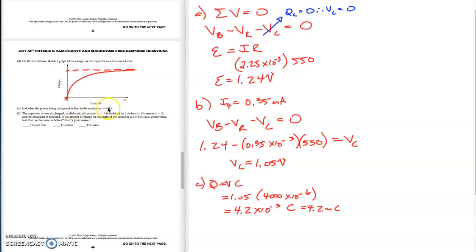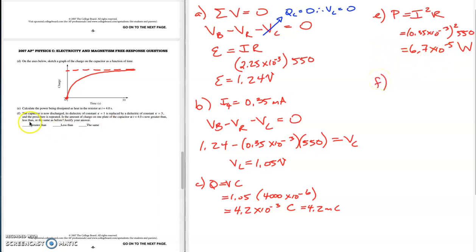All right, the power being dissipated as heat at 4 seconds. Well, for part E here, power dissipated in a resistor is going to be I squared R. Now again, I'm going to use that 0.35 milliamps, and whatever you picked for part B, that's what you're going to use here. So 0.35 times 10 to the minus third. Don't forget to square it. And they told us that the resistor was 550 ohms. So I get 6.7 times 10 to the minus fifth, and that will be in watts, the unit of power.